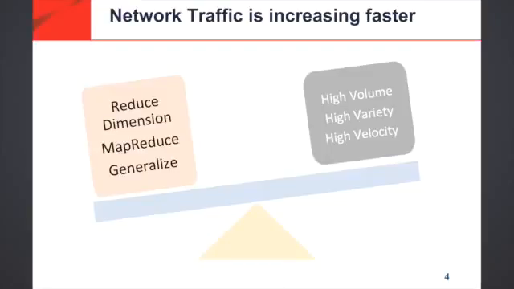We use feature selection to reduce dimension. We use MapReduce to parallelize the analytics process, and we generalize our method to deal with all kinds of various data. So in this way, we can handle the network traffic in just seconds.